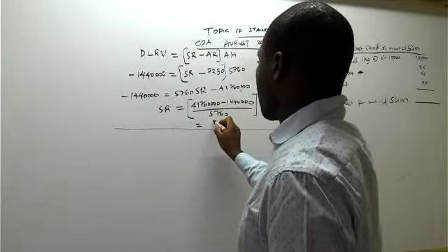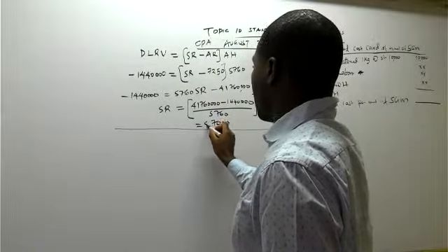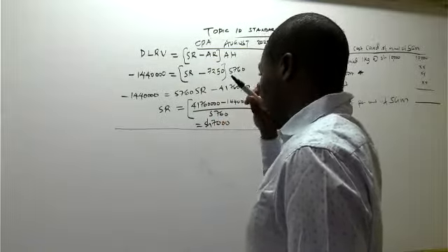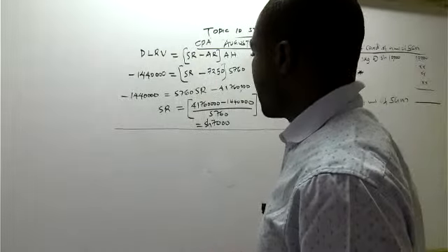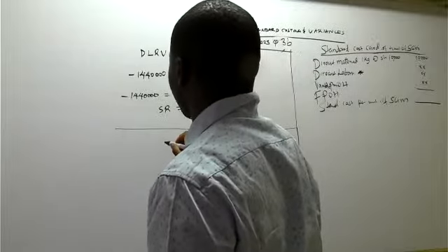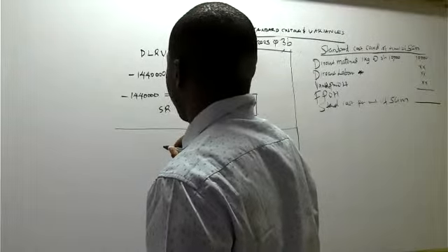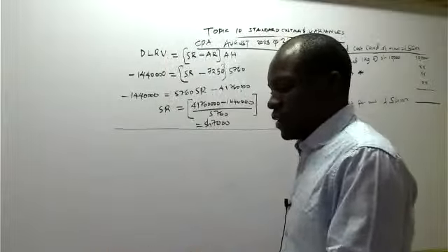Itakuwa na 7,000. 7,000. Alafu tapata mtu anaandika 7,000 hours. Yet we are dealing with the rate. Okay, having done that, we go to direct labor expenditure variance.